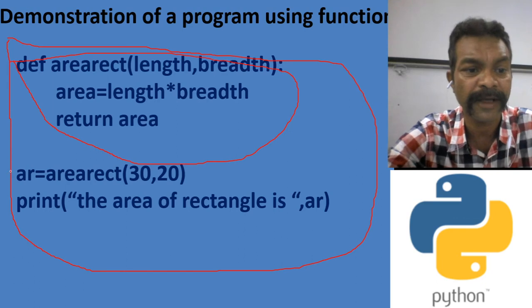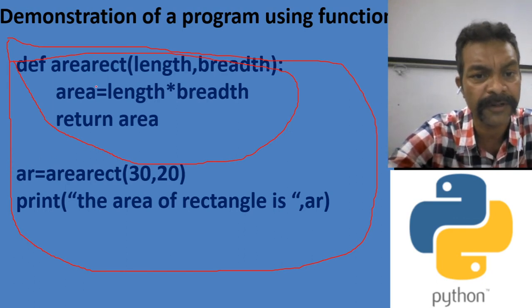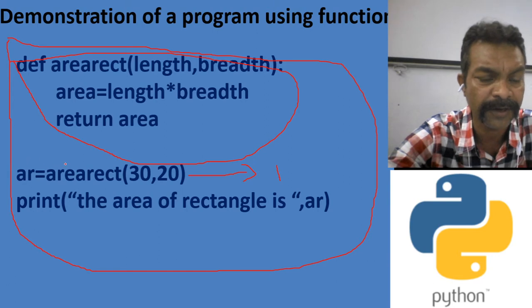This is different from the program. So which statement will execute first in this program? This statement. This will execute first. AR is equal to area_rect 30.